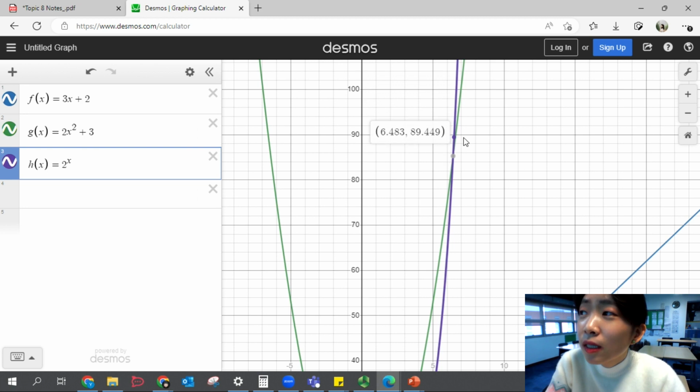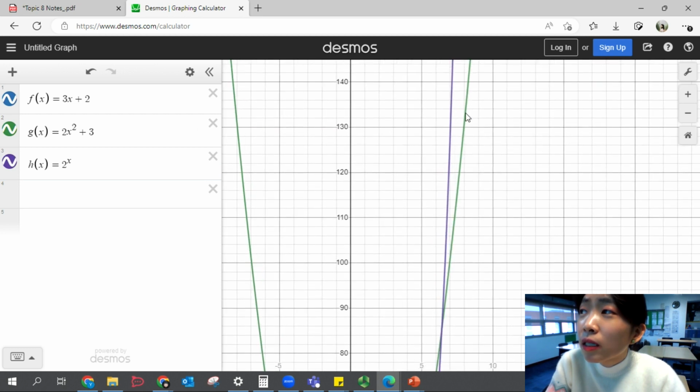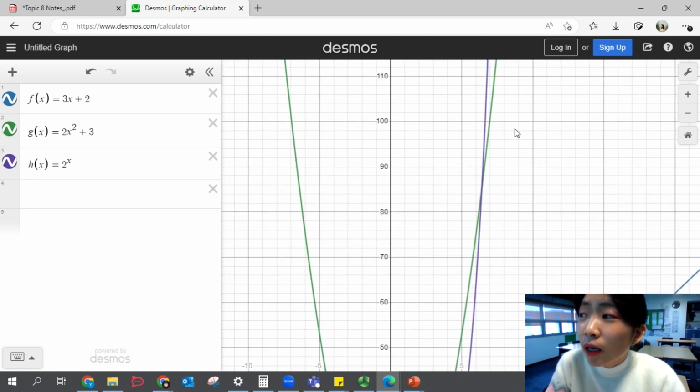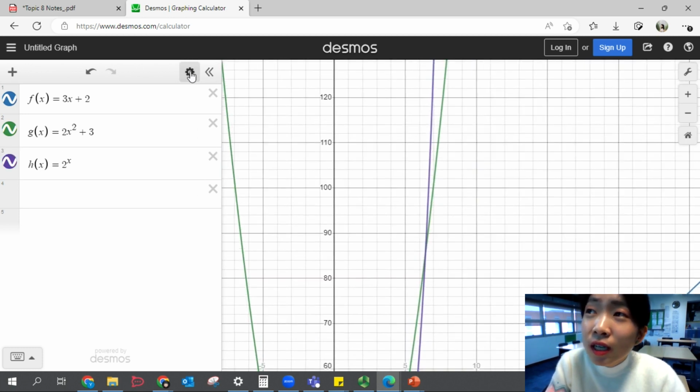So pick a point that's greater. So if you pick maybe when x is equal to 7, then h of x is going to be 128. And then the other values are going to be a lot less. So now let's look at the table of values.